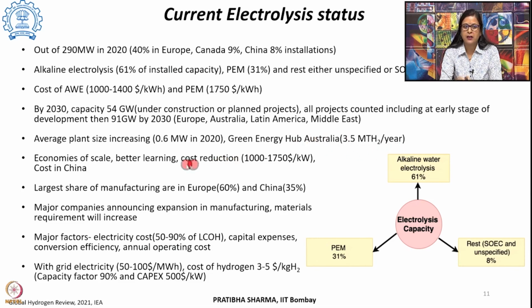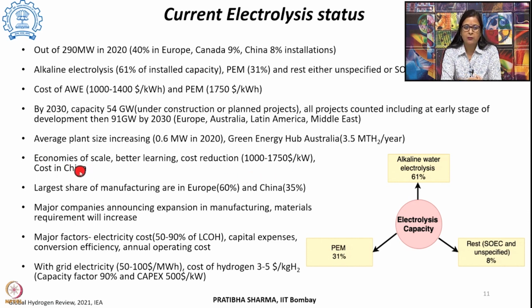So, what is expected is that there will be economies of scale as the deployment increases. We will have better learning that will further lead to cost reduction from the current $1000 to $1750 per kilowatt. But there are certain installations in China where they have reported this cost range to be between $750 to $1300 per kilowatt. There are even reports that the capex can be as low as $500 per kilowatt, and all these will make a difference in terms of the electrolysis price.